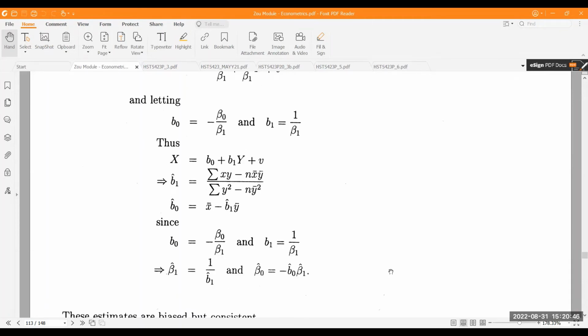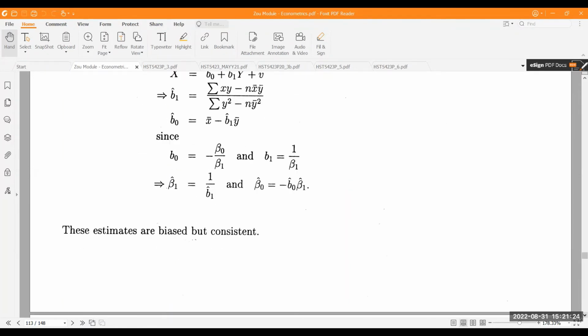Now, after obtaining them, we have to take them back and solve for beta0 and beta1, which is what we have done here. Since B0 is equal to this and B1 is equal to that, and we've obtained B0 and B1 all together, you can easily revert it back now. So our beta 1 hat will be 1 over B1 hat, and beta 0 hat is equal to minus B0 hat over B1 hat. These estimates are biased but consistent.